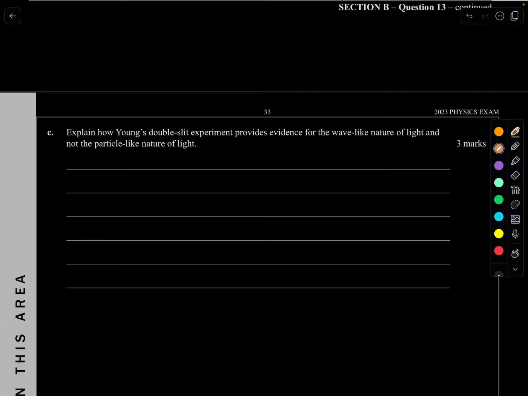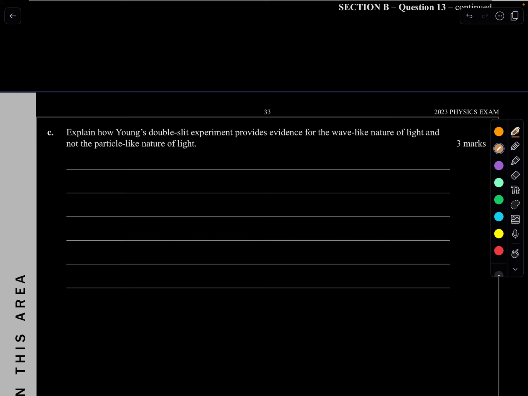Explain how Young's double slit experiment provides evidence for the wave-like nature of light and not the particle-like nature. This is one of the easiest questions. It comes up in every exam I've done, and it's always a repeating question. This is so easy to get full marks. Normally it's 2 marks, but this one's 3 because it also says 'and not the particle nature'. You have to give extra information on why the particle-like nature doesn't explain the experiment.